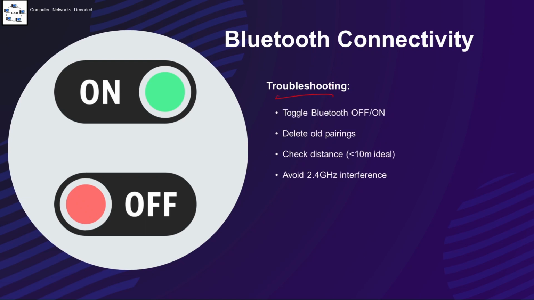Bluetooth troubleshooting. Basic troubleshooting features of all devices, not only Bluetooth, are that you turn the feature or the device off and on. You can delete the old pairings and create new ones. The distance should be within the 10-meter range. And since Bluetooth is using this frequency, you should avoid interference with other connectivity or wireless connections that are using the same frequency.